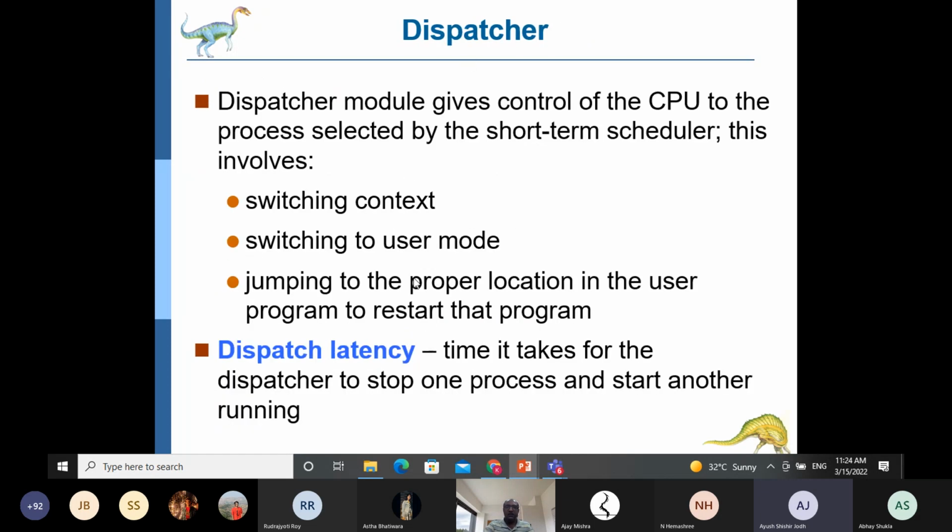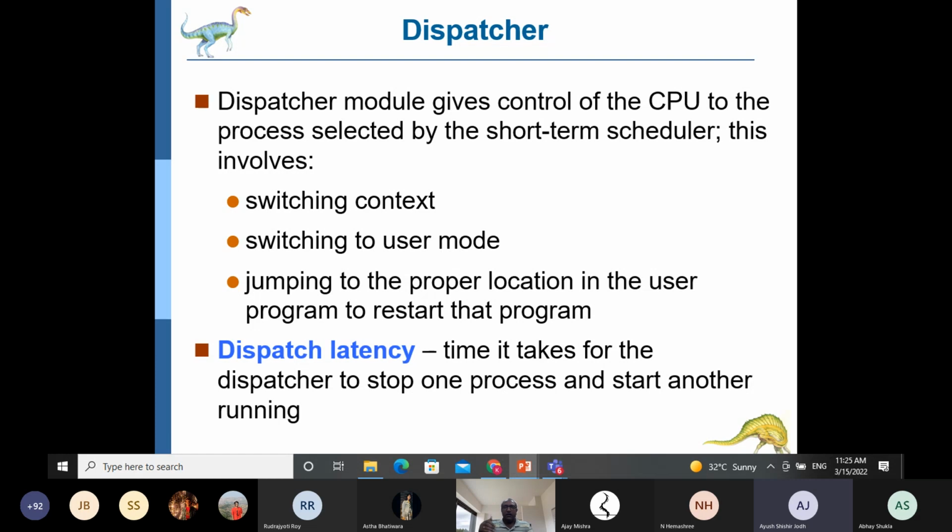And the dispatcher is nothing but, when you're switching the CPU from one process to another process, whatever time is involved in the switching process is known as the dispatch latency. It's similar to the context switch. Not just similar, it's exactly the same thing.